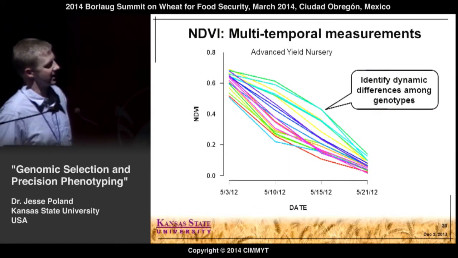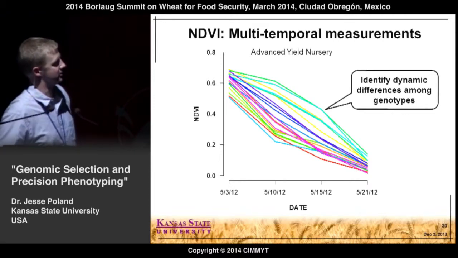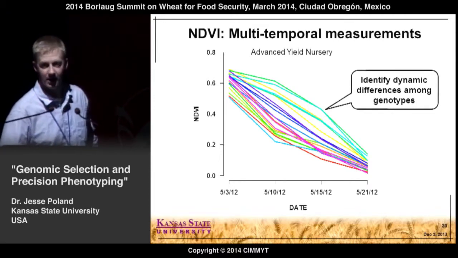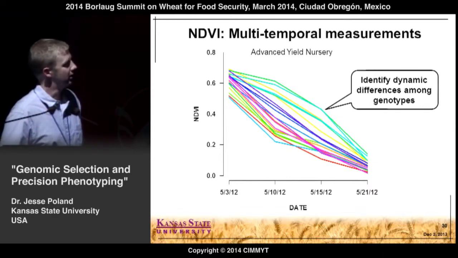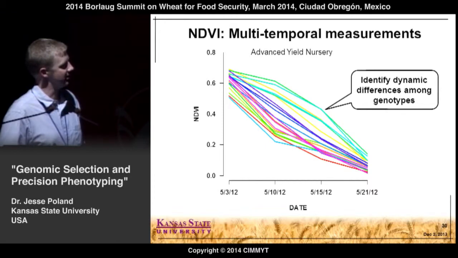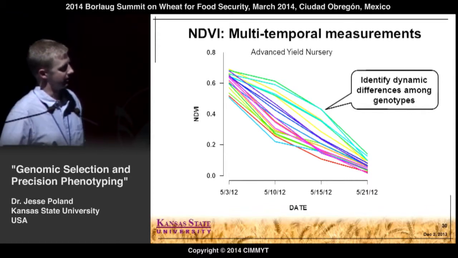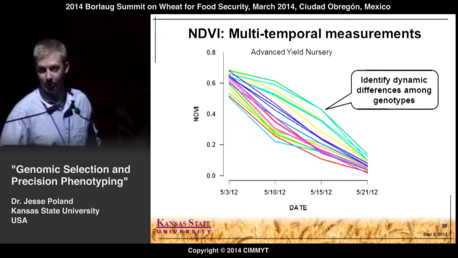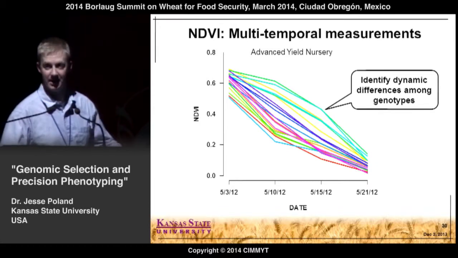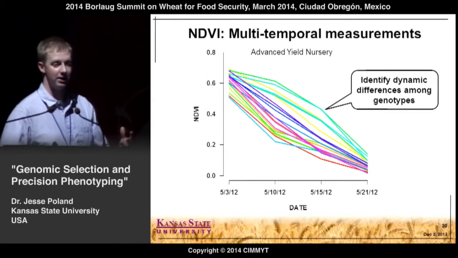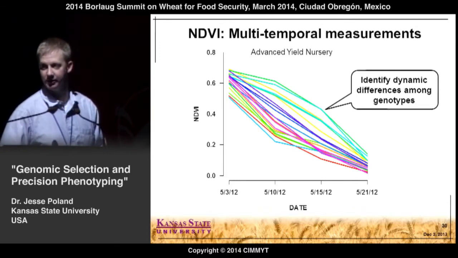And what we can then start to do is identify dynamic differences among genotypes. And so this is just a subset of entries from that trial. And you can see that at heading, this is NDVI, so a normalized difference vegetation index. And you can see that early on in the season, they basically start close to the same point. And then at full maturity, they basically end up completely dried down. But in between there's really dynamic differences in how they get from point A to point B. And so we can start to look at this and actually start to think about breeding and making selections for something like grain fill duration.